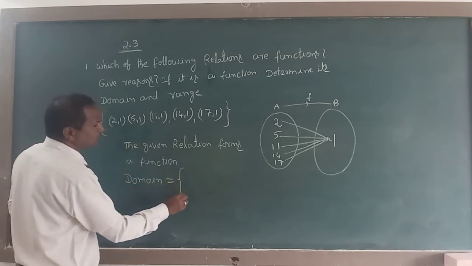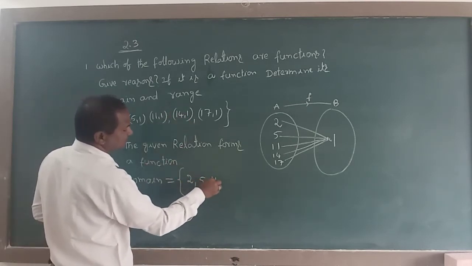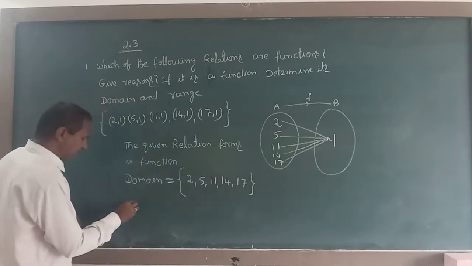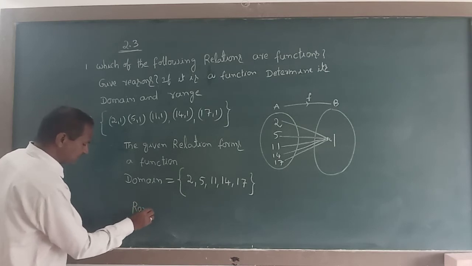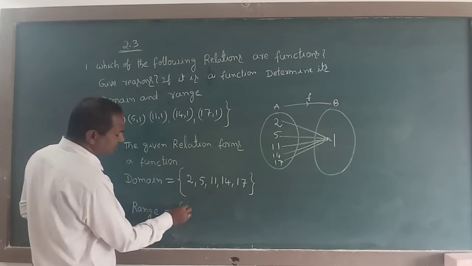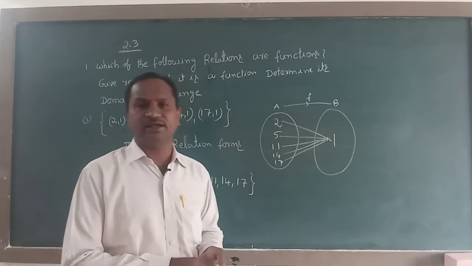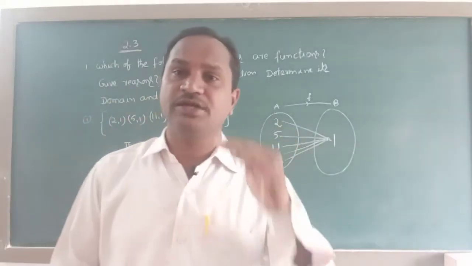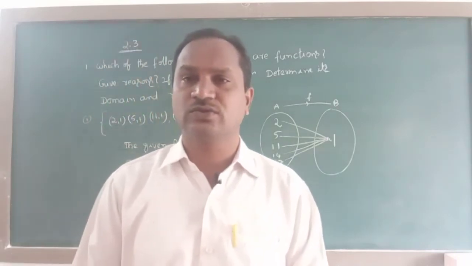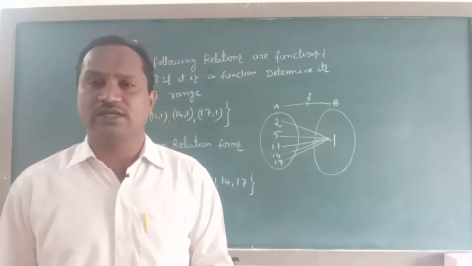Domain is equal to the set of all first elements. What is the set of all first elements? 2, 5, 11, 14, 17. Range is equal to the set of second elements. What is the second element? Only one element, a singleton set. Like that, we find domain and range. Before that, we must mention whether it is a function or not, and I told some reasons to form a function also. You have to apply those reasons here. Next, let us move on to solve other questions.